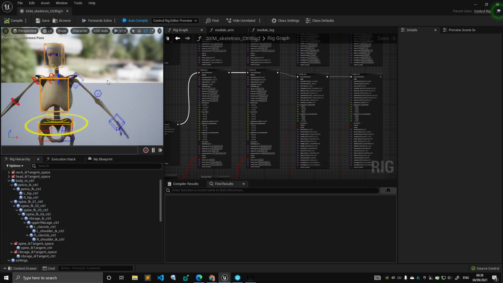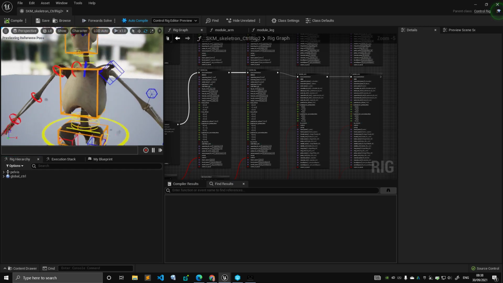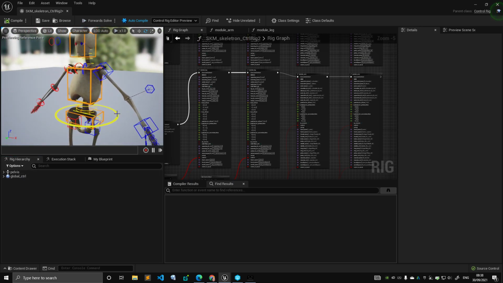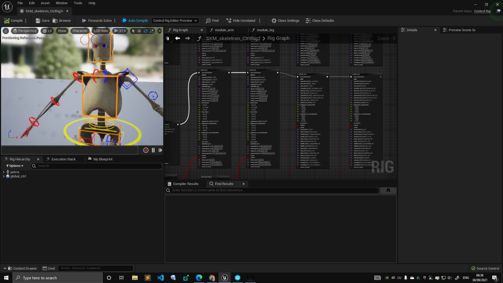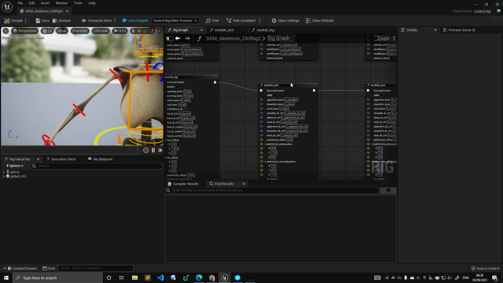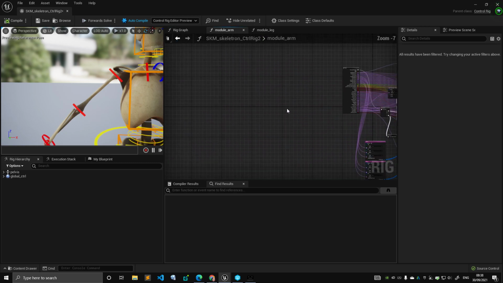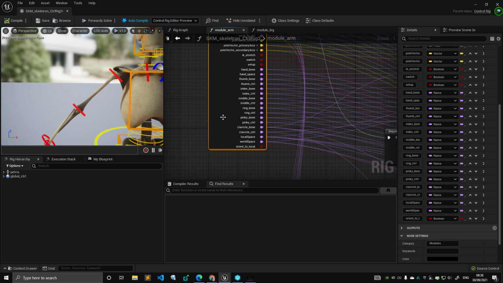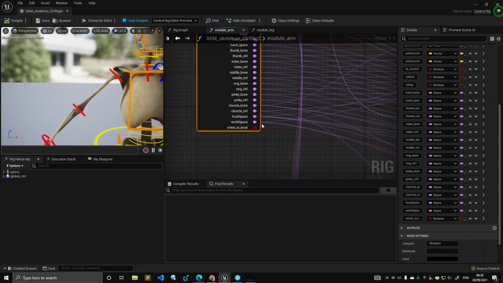So this is how it looks. This is how the rig looks basically at the very end of its process. Now everything is connected. How I have done the arm: first thing I've done is open the module arm. And I added the things that we're familiar with. We have local space, world space, and orient to local.